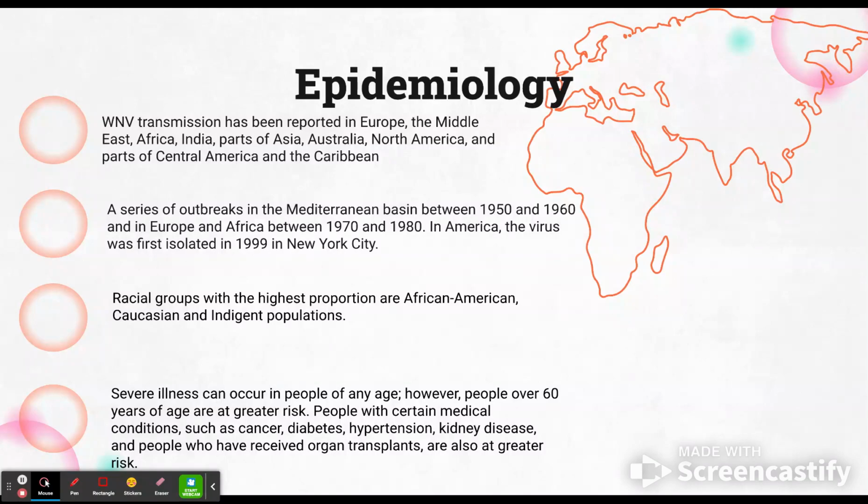Severe illness can occur in people of any age. However, people over 60 years of age are at the greatest risk. People with certain medical conditions such as cancer, diabetes, hypertension, kidney disease, and people who have received organ transplants are also at greater risk.